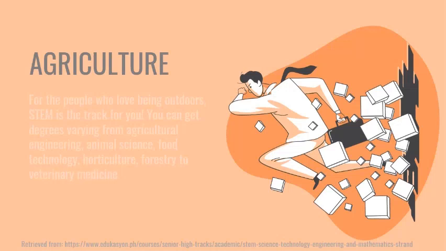Agriculture. For the people who love being outdoors, STEM is the track for you. You can get degrees varying from agricultural engineering, animal science, food technology, horticulture, forestry to veterinary medicine.